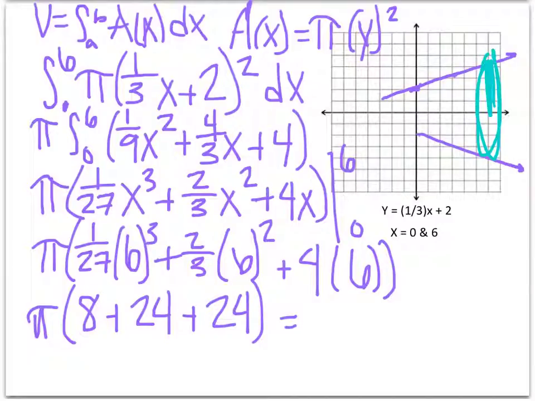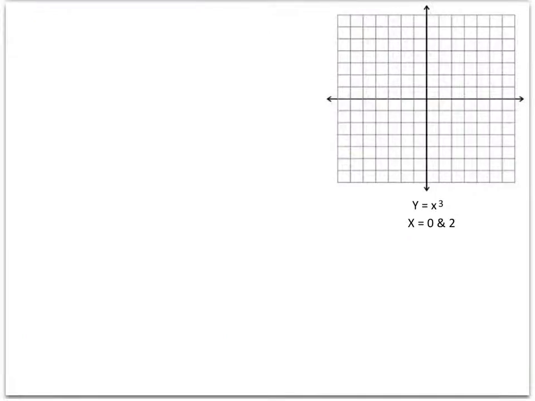So then that will come out to equal 56 pi. So the volume of this first equation, when you rotate it around the x-axis, will equal 56 pi. Okay, for our second example, we will be using the equation y equals x cubed.